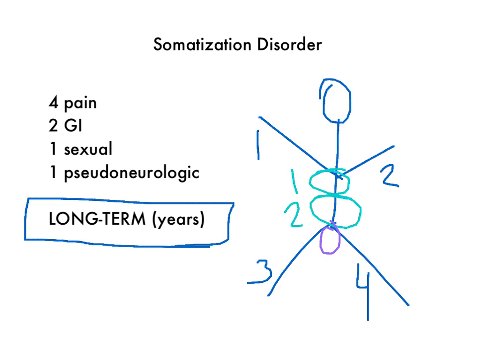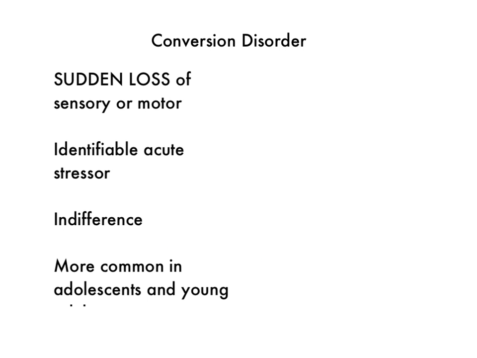And then finally, the way I remember is that you think, oh, somatization disorder, it's all in your head. You only have 1 head. You only have 1 brain. Okay, so that's how I remember it's 1 pseudoneurologic. And remember, it's a long-term process. So again, 4 pain, 2 GI, 1 sexual, 1 pseudoneurologic, and it's over a long-term process with all the qualities I listed before. The next one we're going to talk about is conversion disorder.